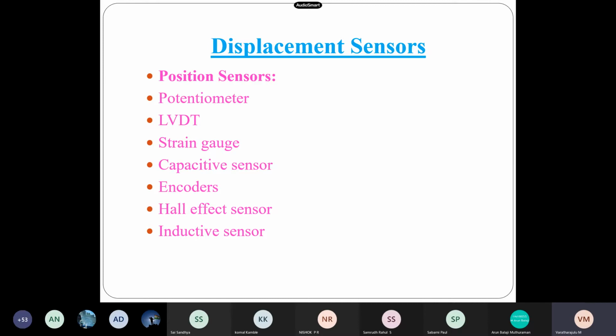Among these sensors, today we will see three different classifications of this typical example: LVDT, inductive sensors, and capacitive sensors. If time permits, we will see other sensors too.